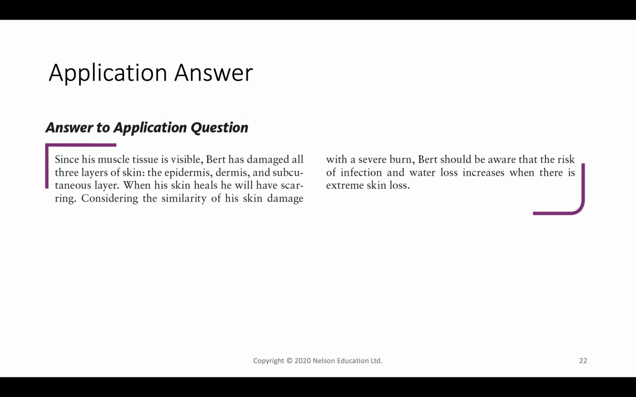Okay, so let's go back to that application that we talked about previously. Since we're able to see Bert's muscle tissue, he's damaged all 3 layers of his skin, including the dermis, epidermis, and subcute layer. Remember, epidermis is the outer layer, dermis is the middle, and subcute is the bottom layer. And that means he's probably going to have considerable scarring when his skin starts healing. That's similar to damage from a burn, where the skin has to completely regrow. So the risk of water loss and temperature loss is pretty high.